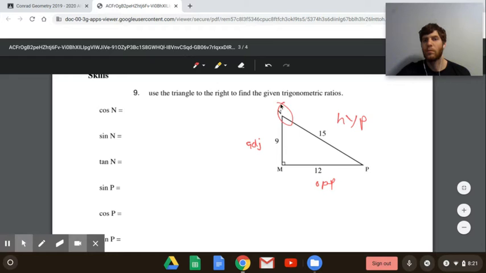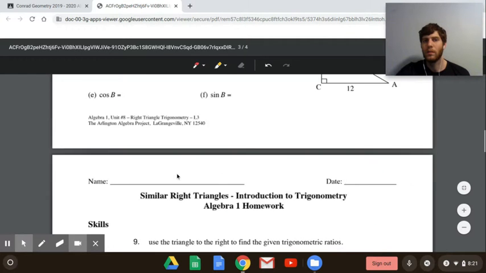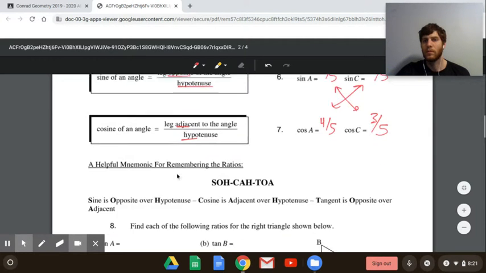Okay, and then what I would do after you find N is I would erase everything on the diagram except the hypotenuse, and then circle P, and now this side becomes opposite, and this side becomes adjacent. And then you're just simply solving all those ratios out, just like you did in 5, 6, and 7.